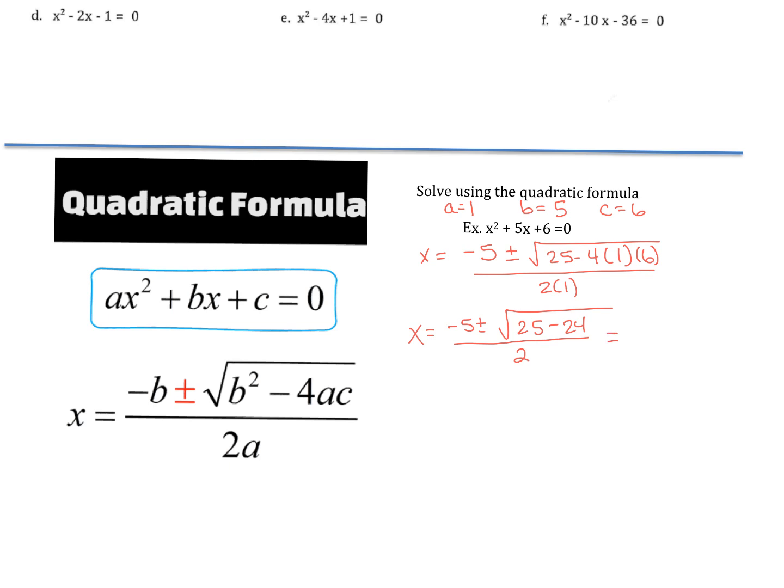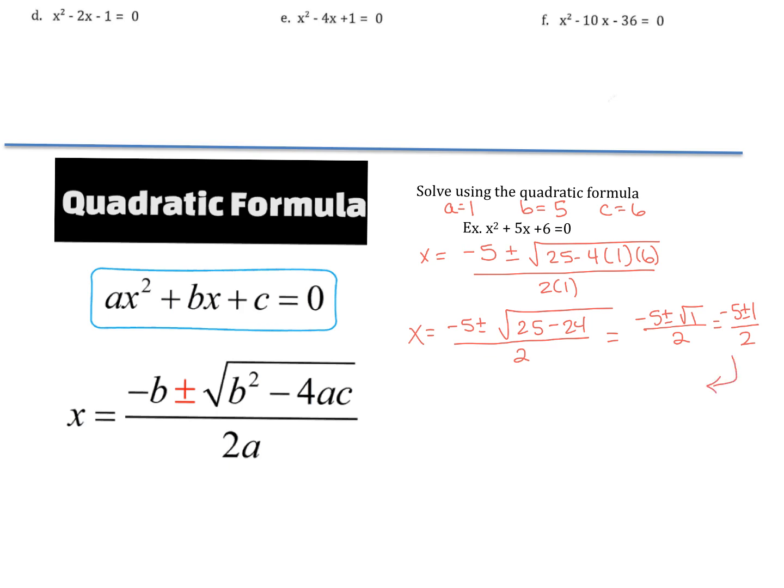So 25 minus 24 is 1. So this is negative 5 plus minus the square root of 1 all over 2. And the square root of 1 is 1. So this becomes negative 5 plus minus 1 over 2. Now this is two different answers.